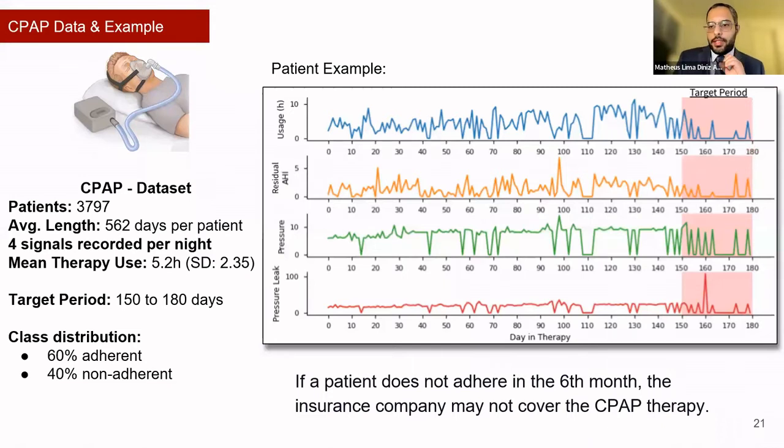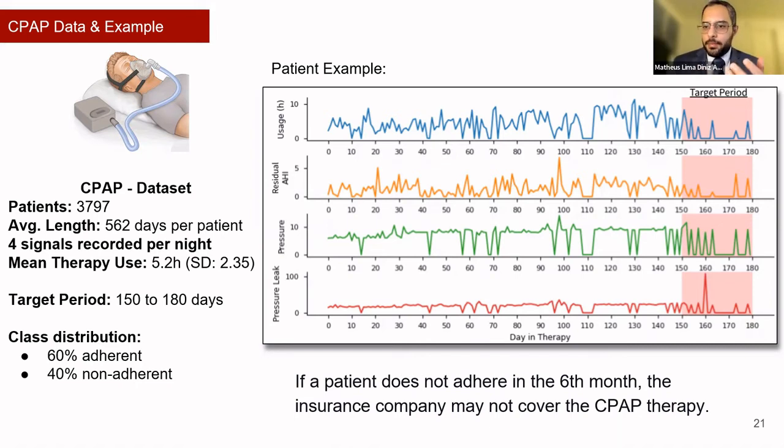And what is important here that I'm highlighting is this target period, which is on the 60th month of the therapy. So the problem that we have is that we want to predict, before the target period, if the patient will or will not adhere in the target period. And why is this target period important? Why are we concerned about that?